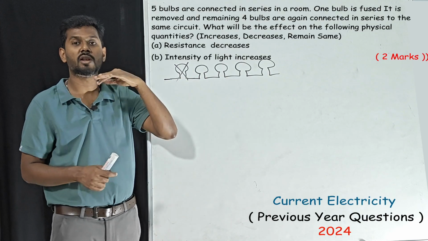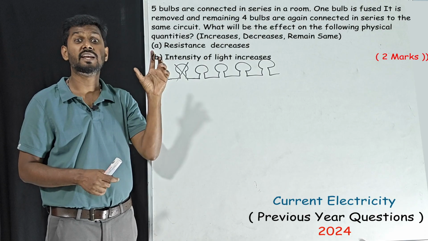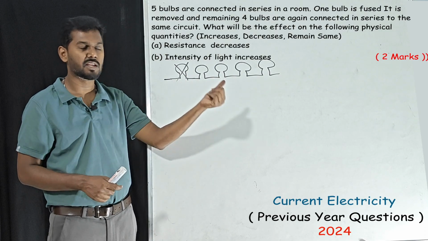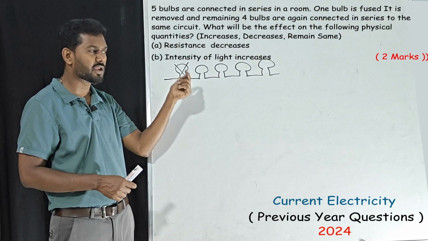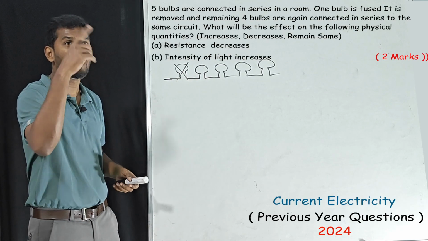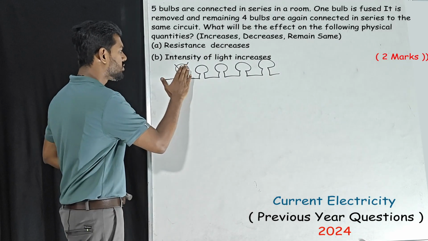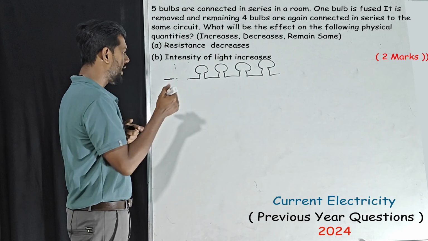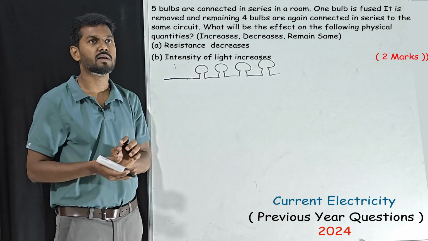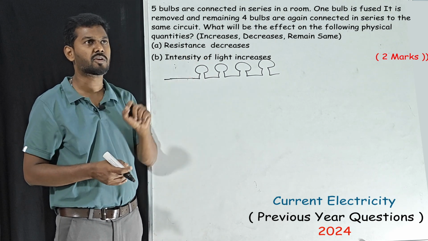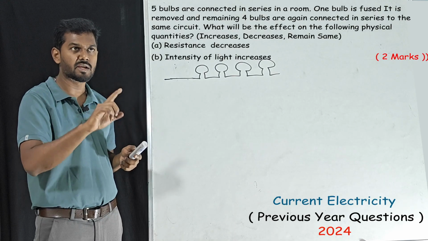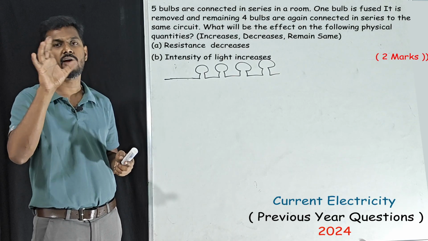These 4 bulbs will not receive the power because they are connected in series. That is the main problem with the series. If this one is not working, all the remaining 4 bulbs will also not work. So what they have told is that it is removed, so we remove it, and the 4 bulbs are reconnected in series. Now this is the concept. In the same circuit, what will be the effect on the following physical quantities, whether it increases, decreases or remains the same? That we have to mention.